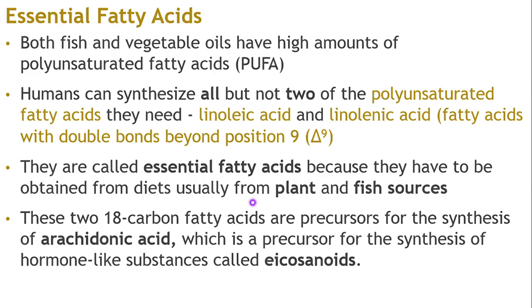There are these two 18 carbons, and another common feature among these two is that they all have 18 carbons in their fatty chains, and they are precursors. If we are saying something is a precursor, it serves as an intermediate for something to be produced. So they are precursors for the synthesis of arachidonic acid, which is also a precursor.